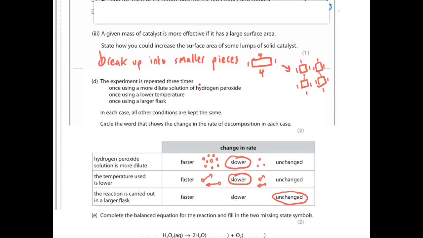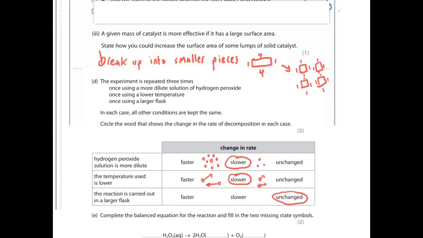The experiment is repeated 3 times, once using a more dilute solution of hydrogen peroxide, once using a lower temperature, and once using a larger flask. In each case, all other conditions are kept the same. Circle the words that show the change in the rate of decomposition in each case. So in other words, which of these factors will affect the rate of reaction and how will they affect it?